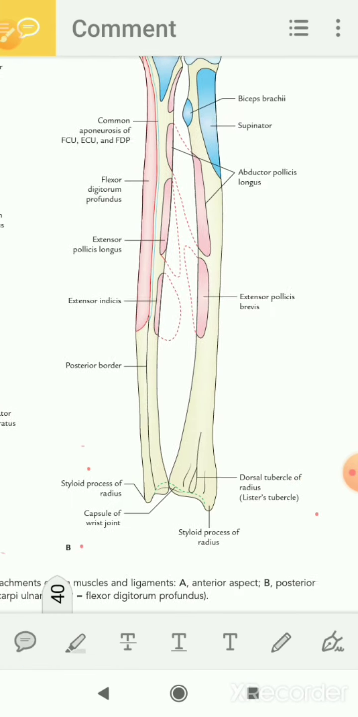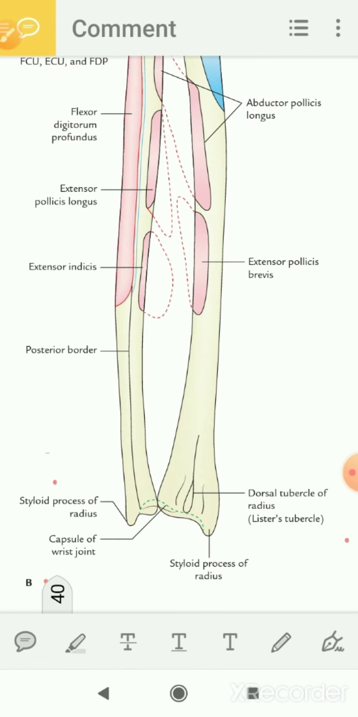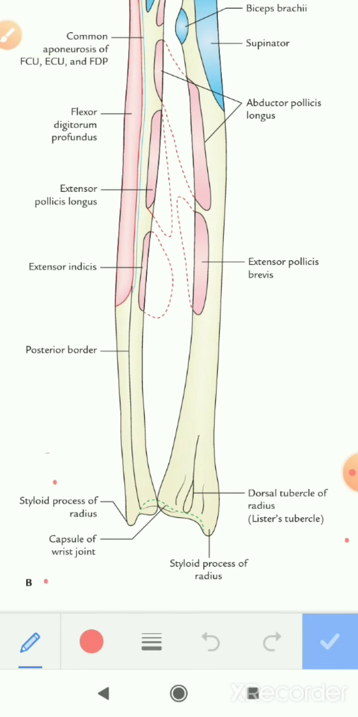And in the posterior surface of the ulna, there is a groove in between the styloid process and the head of the ulna. This groove provides attachment of the tendon of extensor carpi ulnaris muscle. So between the head and styloid process in the posterior surface there is a groove, and here passes the tendon of extensor carpi ulnaris muscle.